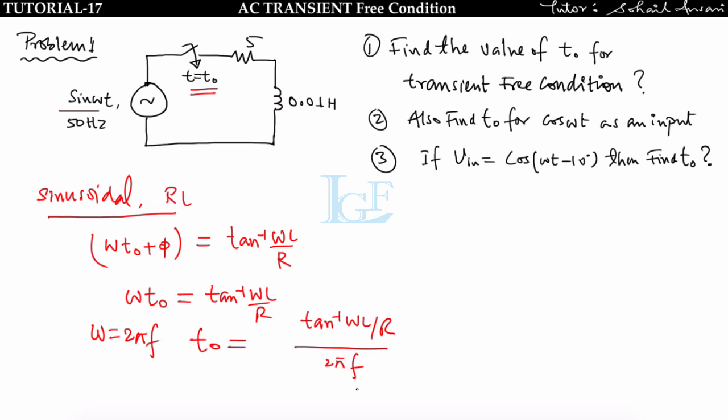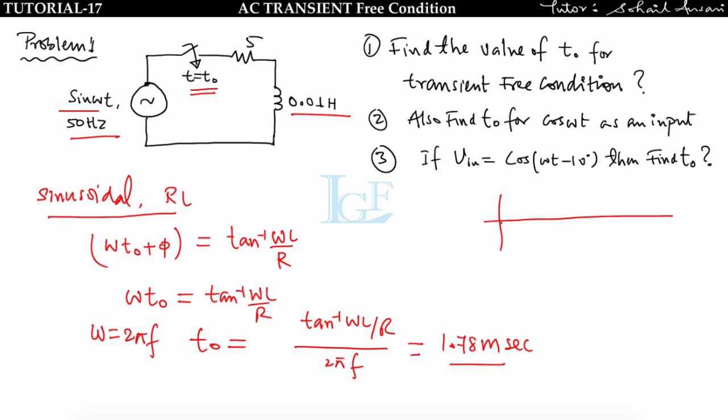Put the value of f is equal to 50 hertz. The value of L is given by 0.01 Henry and R is equal to 5 ohm. You will get t naught is equal to 1.78 millisecond.